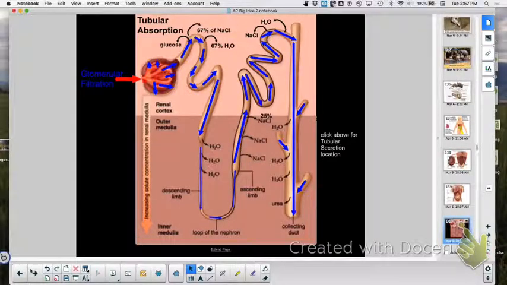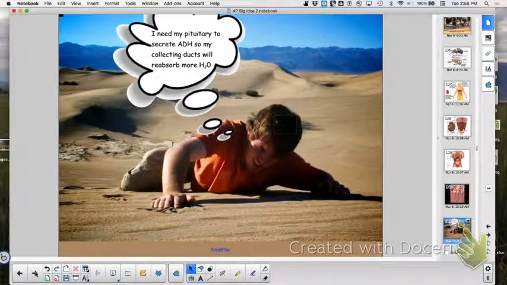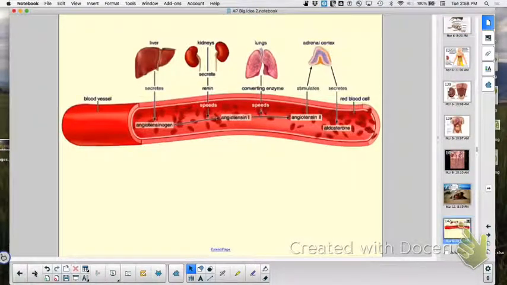What controls this collecting duct right here? ADH. Who secretes ADH? The posterior pituitary, right? And what does ADH do to the collecting duct? It makes it absorb more water out of the collecting duct and recover it into your blood, which could increase your blood volume, which could increase your blood pressure. Good. All right. Oh, we just talked about that. We're on top of things.